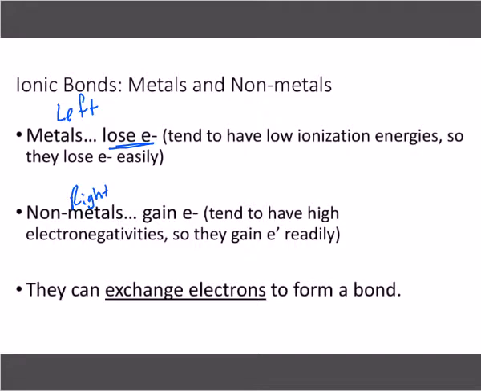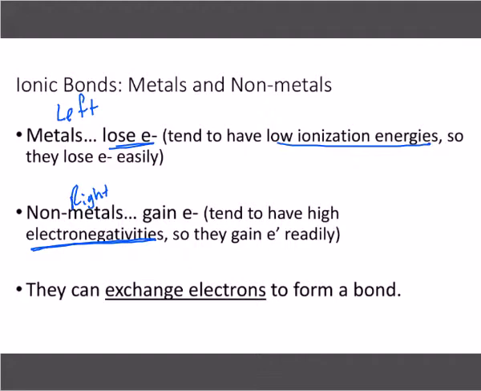Hopefully you notice this with your lab when you graph periodic trends. Which ones have low ionization energies? The metals do. You can go back and look at your graphs. Nonmetals, they're the ones that have high electronegativities. They want to gain those electrons. We looked at those trends.